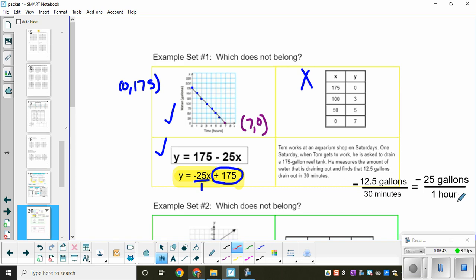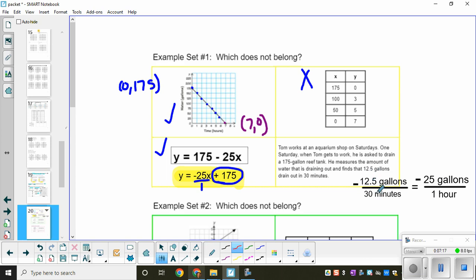Now let's read through the scenario together and make sure that this scenario does in fact get represented with this equation and that it is shown here on this graph. So Tom works at an aquarium shop on Saturdays. One Saturday when Tom gets to work, he's asked to drain a 175-gallon reef tank. So drain means we're going to let the water out. He measures the amount of water that is draining out and finds that it is going to drain 12.5 gallons in 30 minutes. So it comes down 12.5 gallons in 30 minutes.